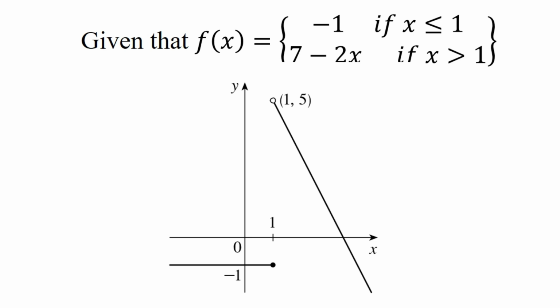The one with less than or equal to 1, that is minus 1. And that is the one we can see here, the line of minus 1 throughout at any value of x, provided x is less than or equal to 1. We have it to be minus 1. So we are going to shade that one. For the second one, 7 minus 2x, we are not going to shade it. And that is okay for that.